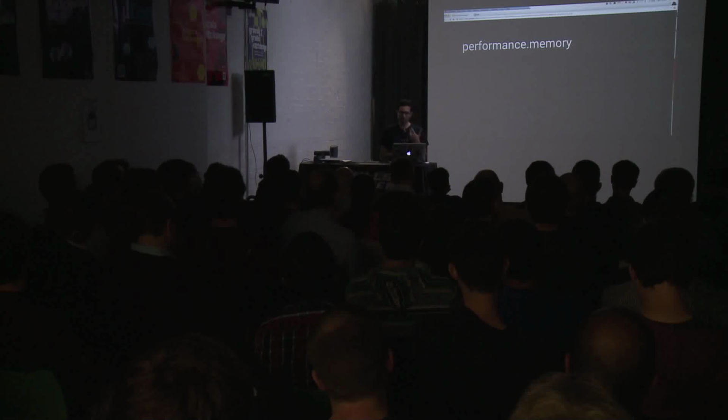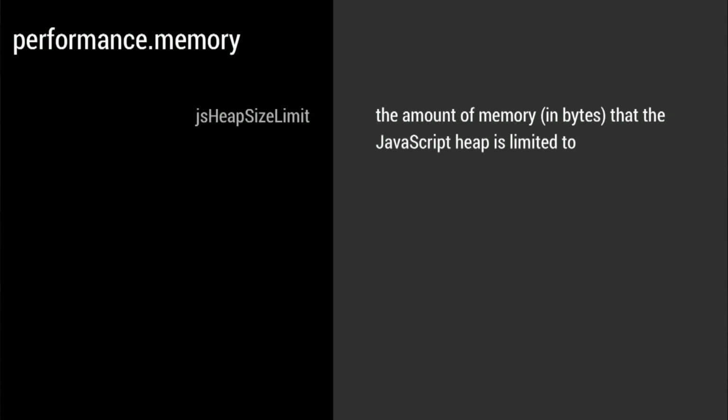So let's take a quick summary of some of the performance tools that we have available to us. What the Performance Memory API does is it gives us a great tool for doing in-the-field measurements. It gives you back three values. It tells you the JS heap size limit, which is the total amount of memory available for JavaScript.